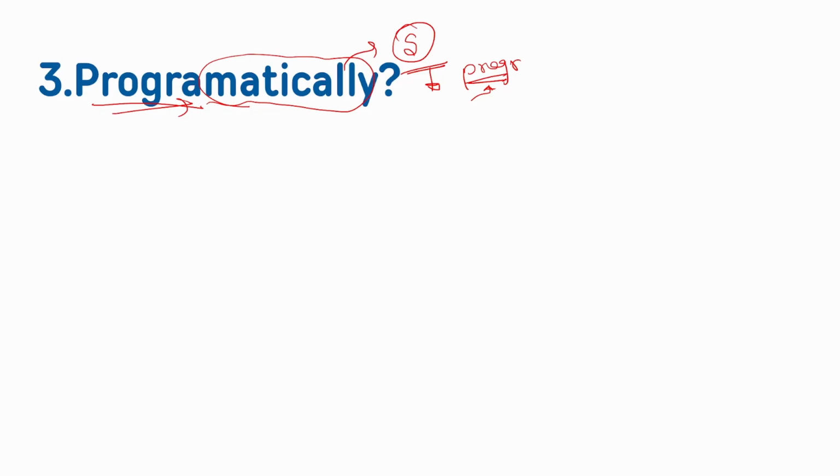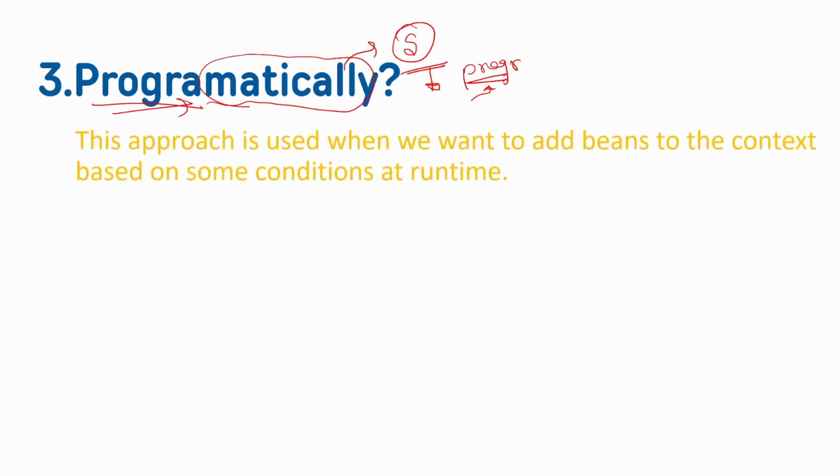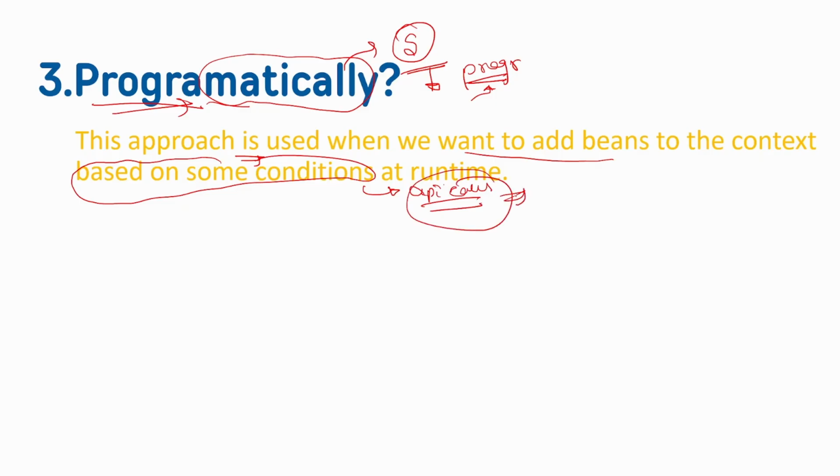Why is there a need to add a bean to our Spring context programmatically? Basically, this approach is used when we want to add the bean to the context based on some condition at runtime, and these conditions are derived from, let's say, an API call or database operations. In those cases, we will use the programmatic way of adding the Spring object instance to the Spring context.